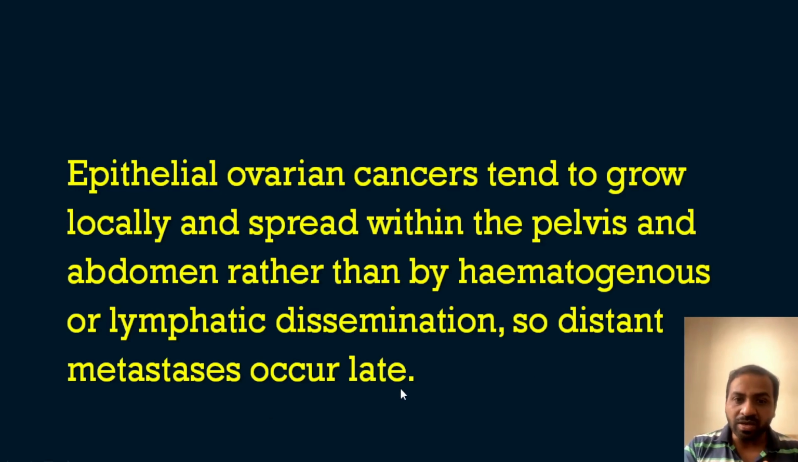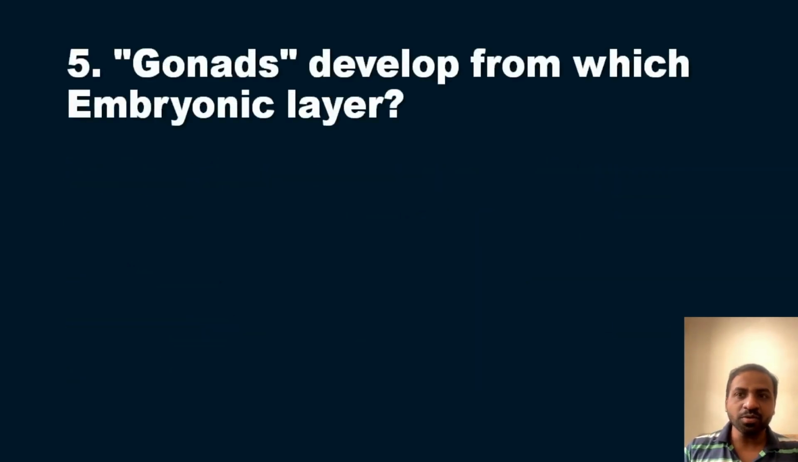So the question was, which is the commonest site of epithelial ovarian cancer metastasis? Epithelial ovarian cancers grow very locally and spread within the pelvis and the abdomen. In the options, peritoneum is there, that is in the abdominal cavity. So peritoneum is the most common site, and these cancers do not commonly spread hematogenously or by lymphatic dissemination. Distant metastases are very rare, or occur very late. So that's all about the fourth question. Now we will move on to the fifth question.